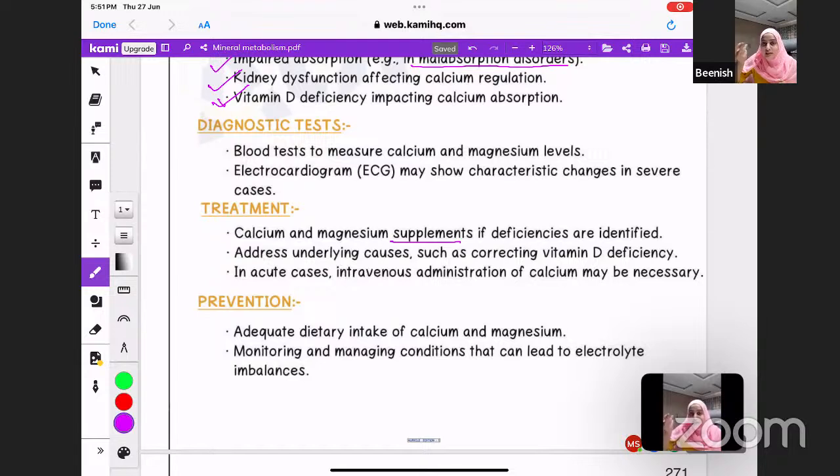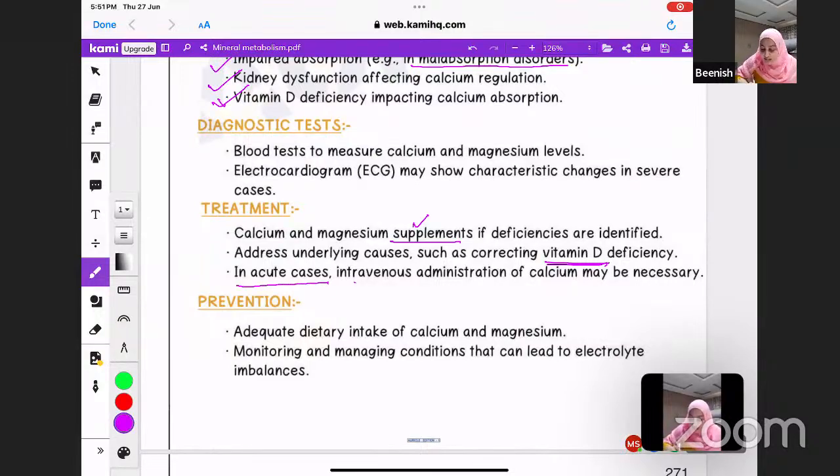So, if your cause is inadequate dietary intake, then you can take supplements. But if the cause is something like vitamin D deficiency, then there's no point taking calcium supplements. So therefore, always along with calcium supplements, you're given vitamin D supplements. Okay, they go hand in hand. Then, in case there is malabsorption syndrome, you're taking enough calcium, but because of malabsorption, that is not being absorbed. So you have to address that cause in that case.